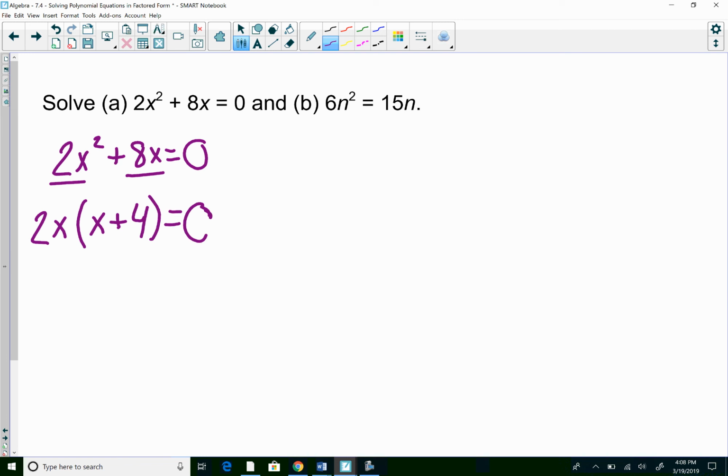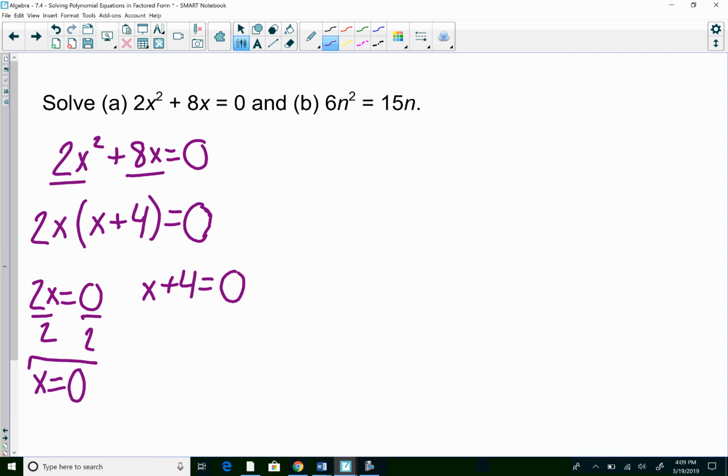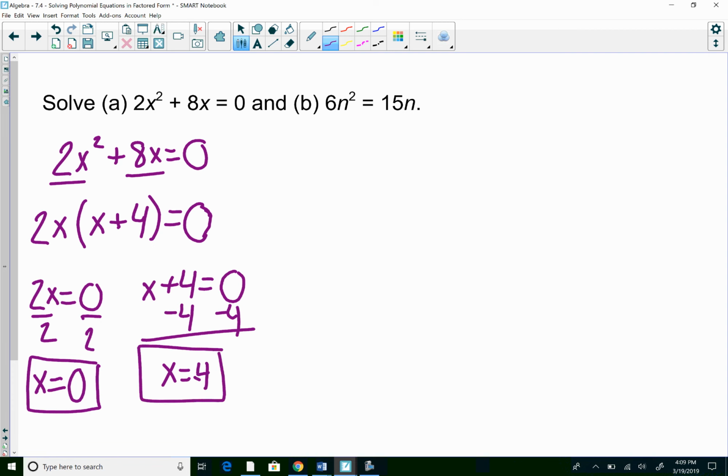Okay, now I have this set up just like the first couple of examples that we did. Take 2x, set it equal to 0. Take x plus 4, set it equal to 0, and just solve. So you've got x equals 0 on the left-hand side. And then you've got x equals negative 4 on the right-hand side.